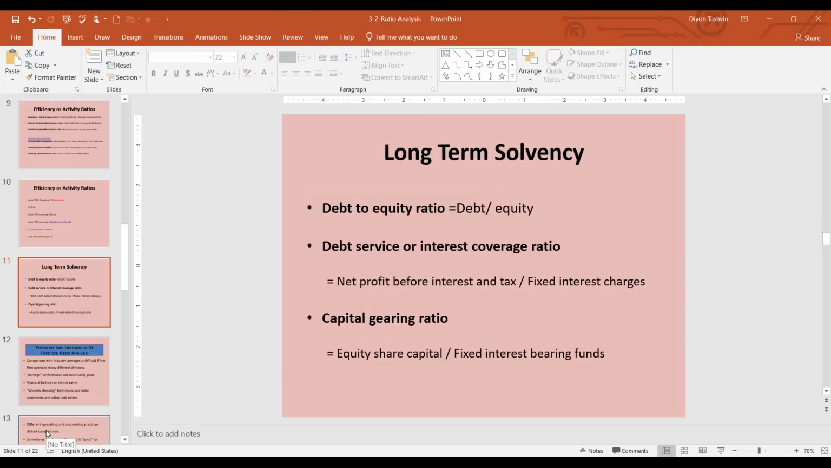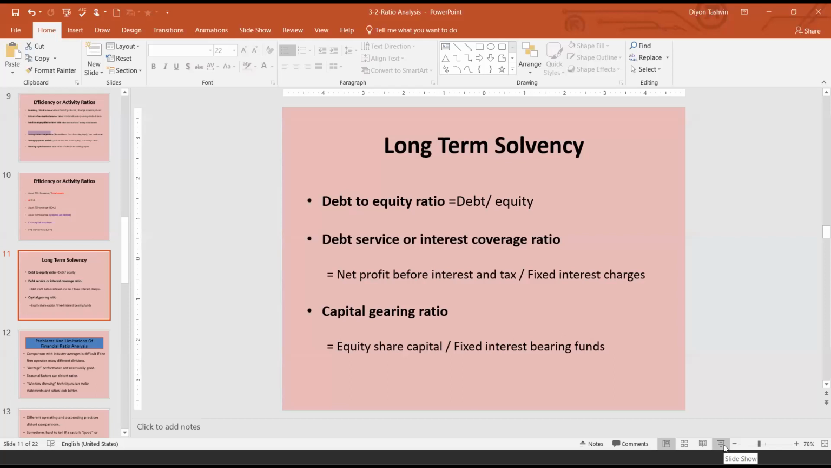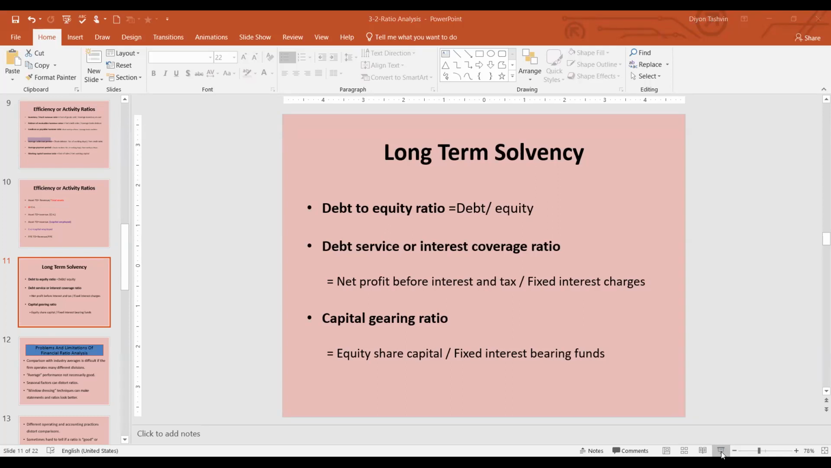Then we are going to see the long-term solvency ratios, right? In the long-term solvency ratios, we can see the debt to equity ratio, then the debt service or interest coverage ratio. Normally it is known as the interest coverage ratio, as well as the capital gearing ratio in terms of solvency ratios. So the debt to equity ratio is debt divided by equity. Then the interest coverage ratio, how are we going to calculate it? From the net profit before interest and tax, we are going to divide by the fixed interest charges.